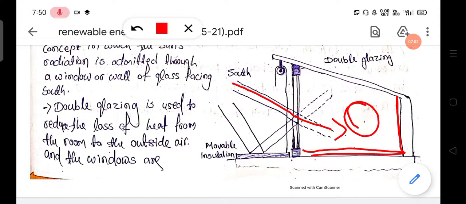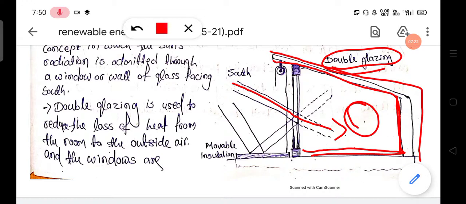For preventing the heat loss, we used double glazed walls. Double glazed means glazing on the inside of our wall and also outside of our wall, for preventing the loss of heat, which happens after day.